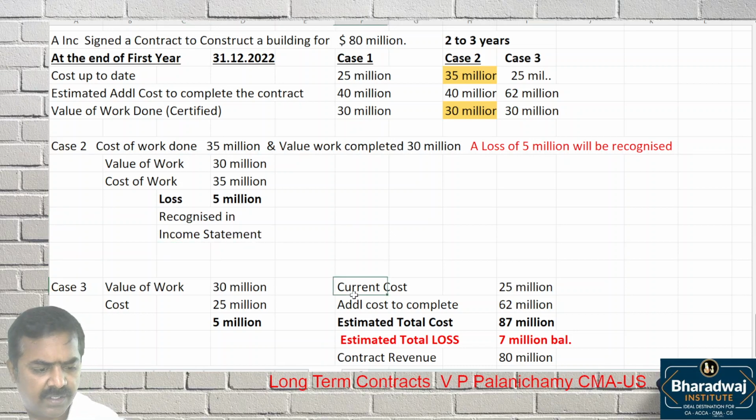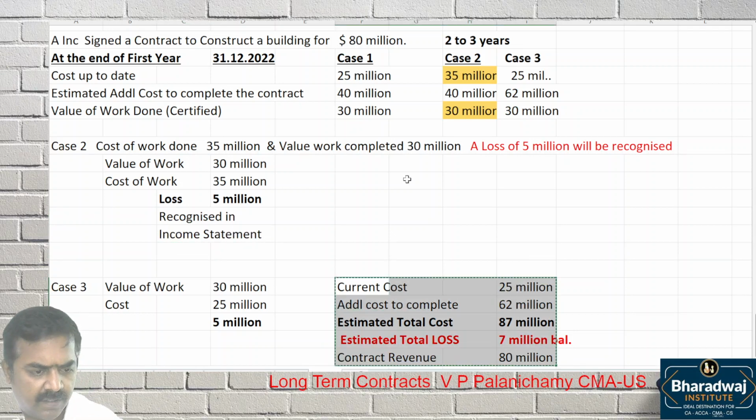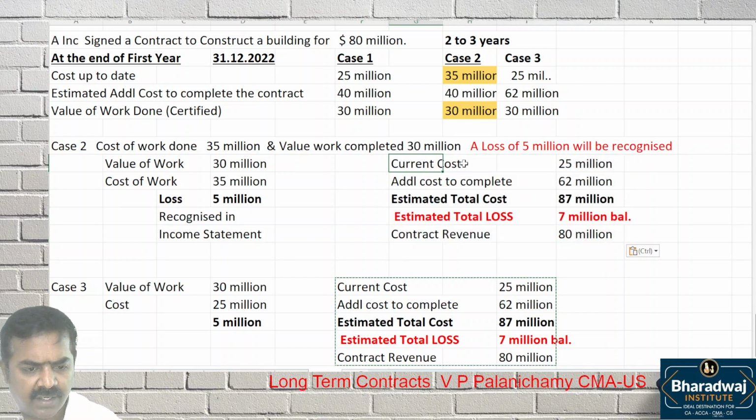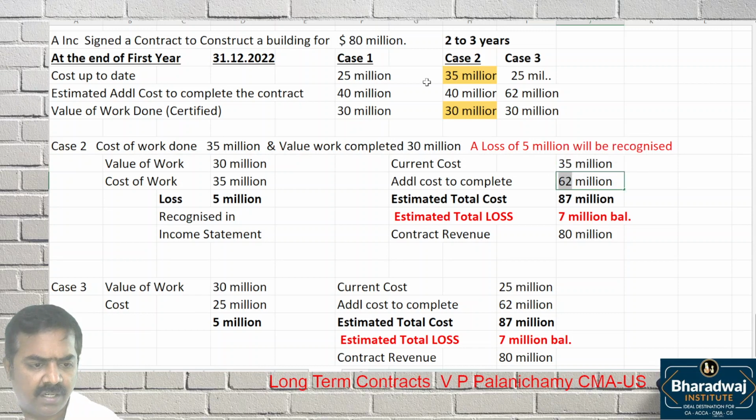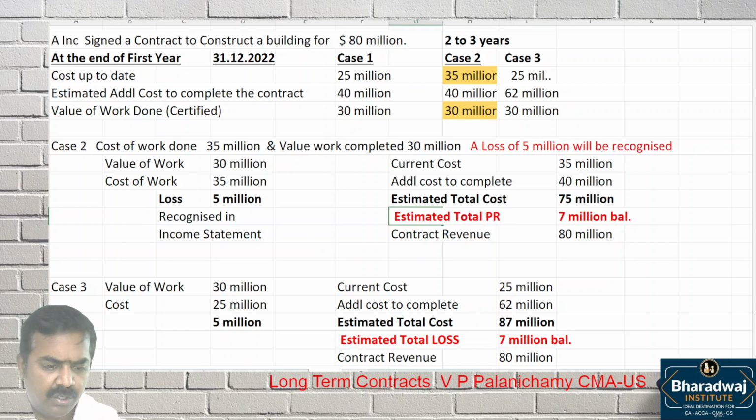Why are we not doing this? Wait. Current cost how much million? 35 million. Estimated additional cost to complete in case 2? 40 million. Total cost is 75 million. Contract was, this one is 80 million, means estimated total profit will come in the future. How much million? 5.